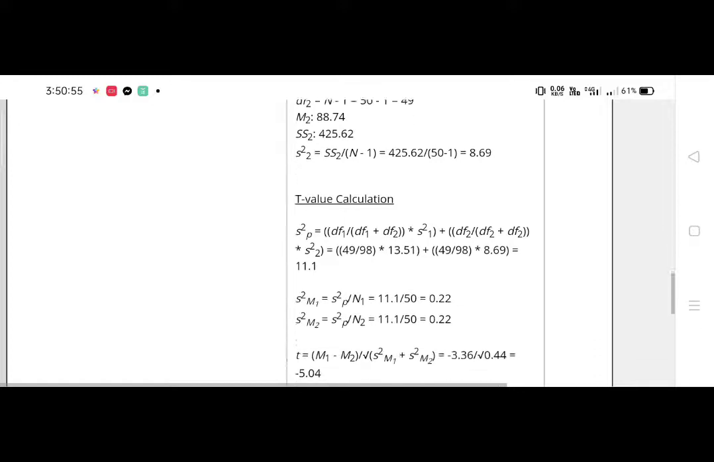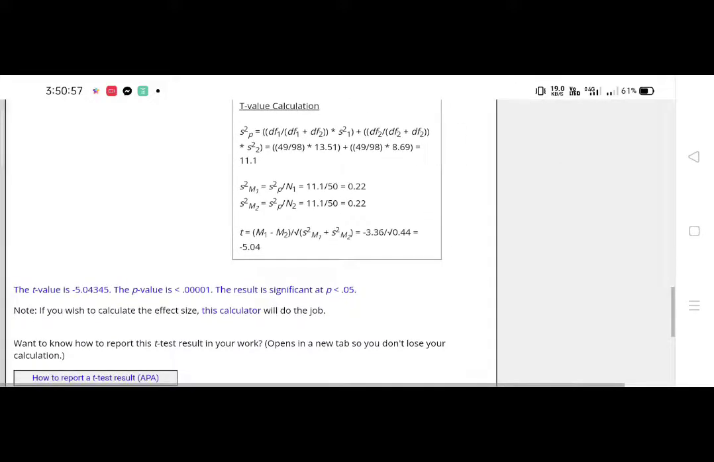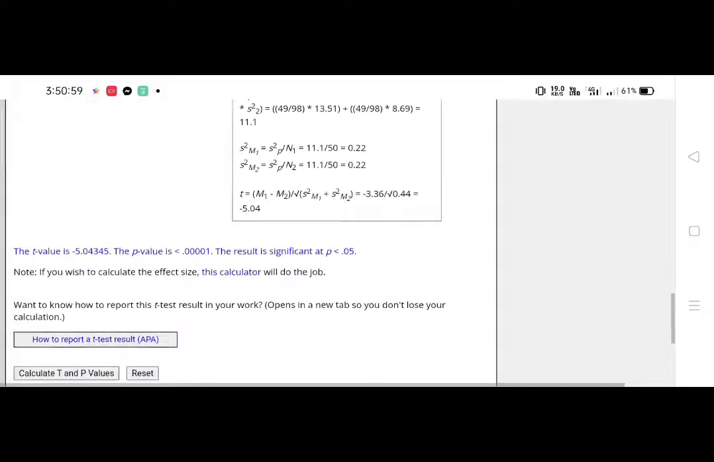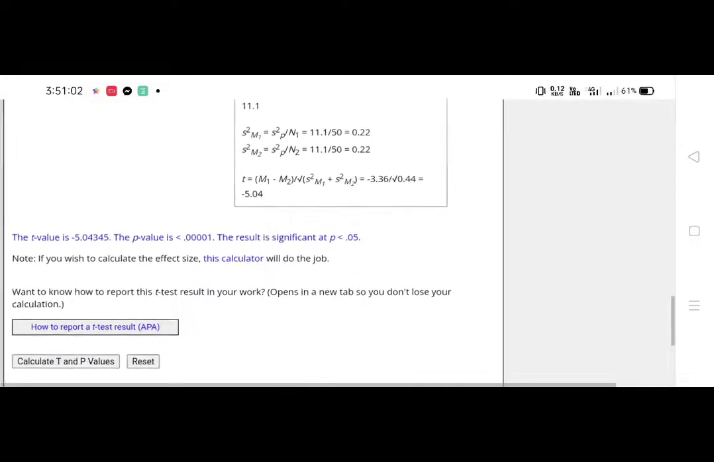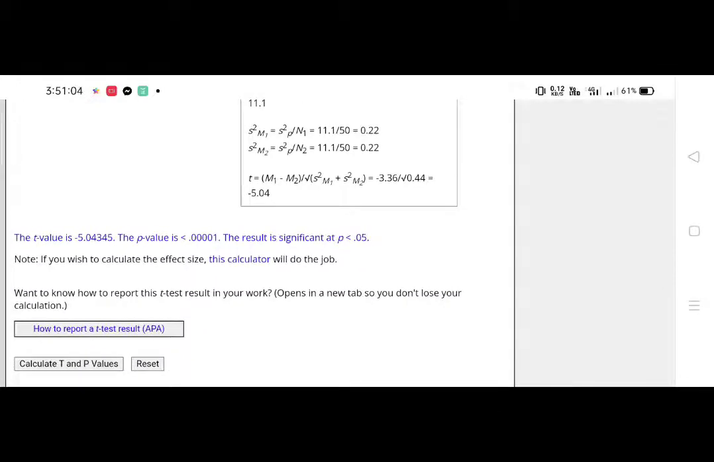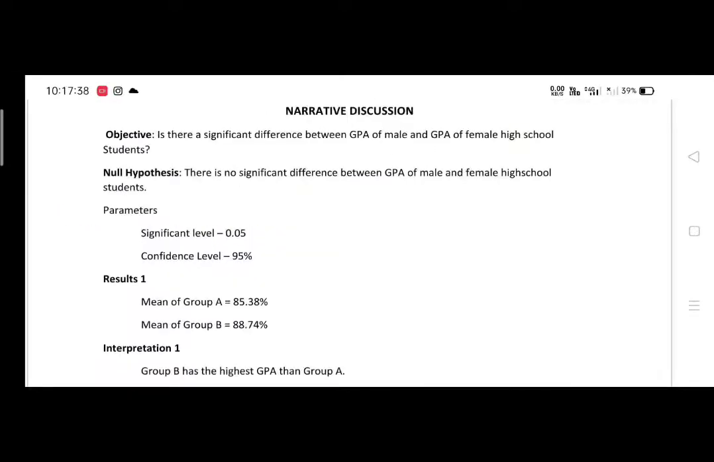The t-value is negative 5.04345. The p-value is less than 0.0001. The result is significant at p is less than 0.05. We have here our narrative discussion, the objective, the null hypothesis, the parameters which are significant level at 0.05, confidence level at 95%. The results number 1, mean of group A is equal to 85.38%.